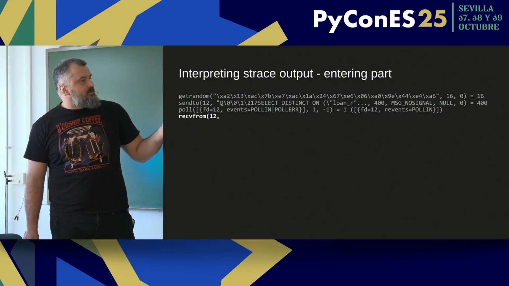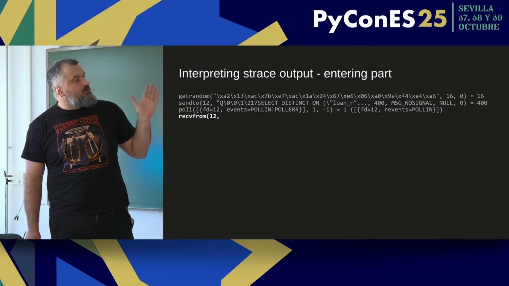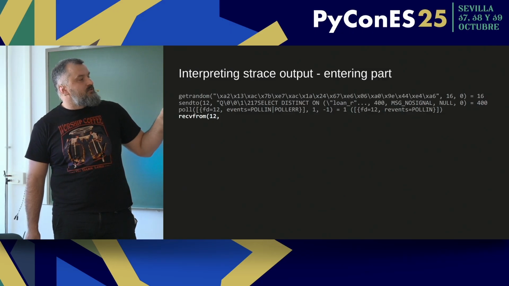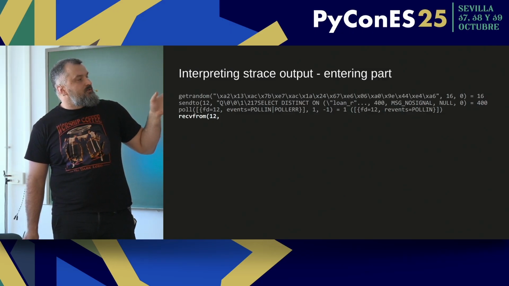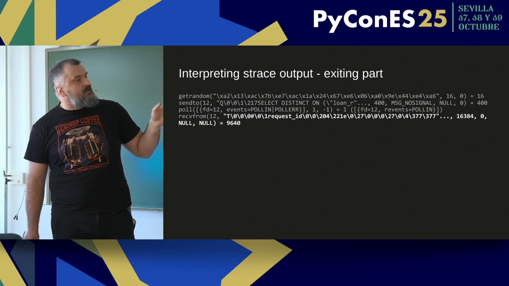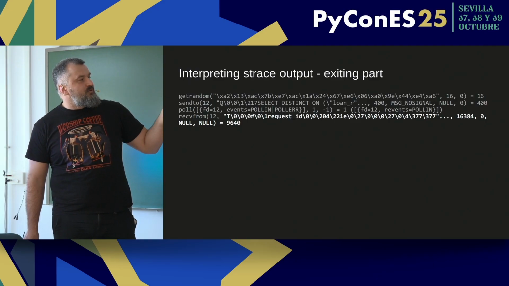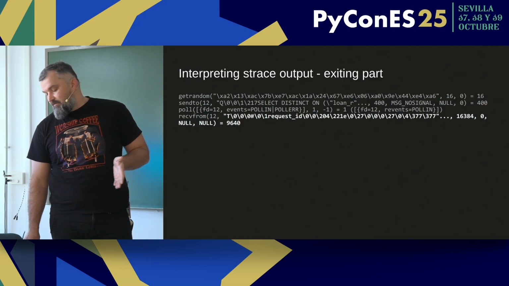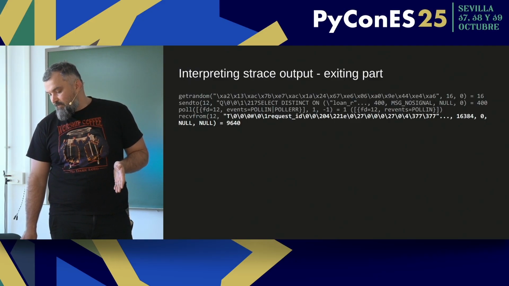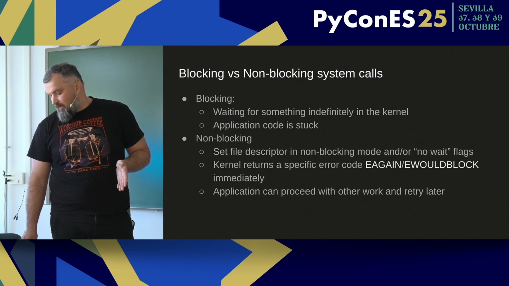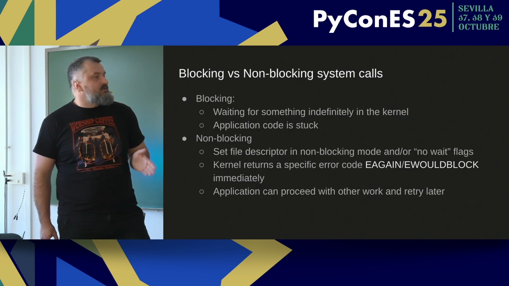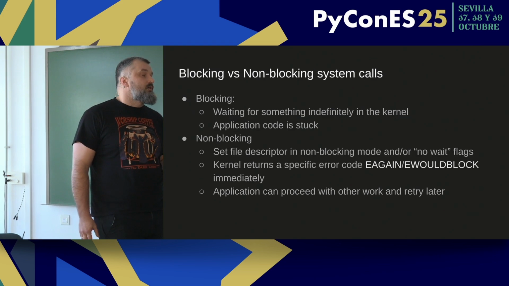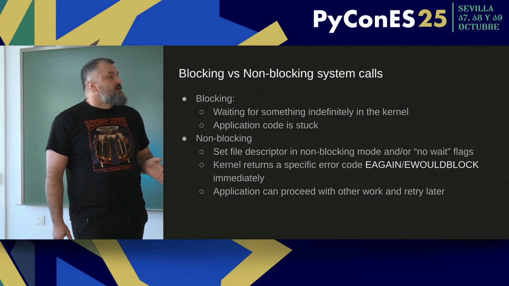And the same for, let's say, this recvfrom. It starts receiving from file descriptor 12, and once it receives the data, it prints the data and it prints the length of the data that was received. So, why is this useful? Because it allows you to distinguish between blocking and non-blocking system calls.